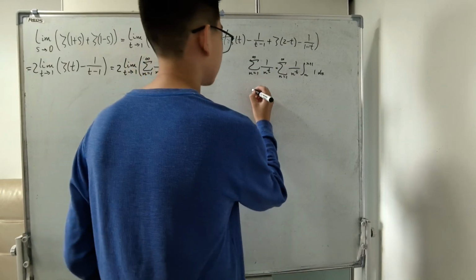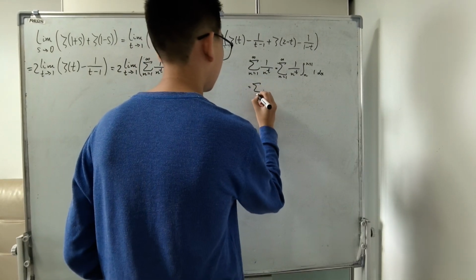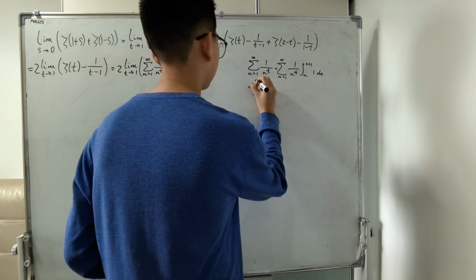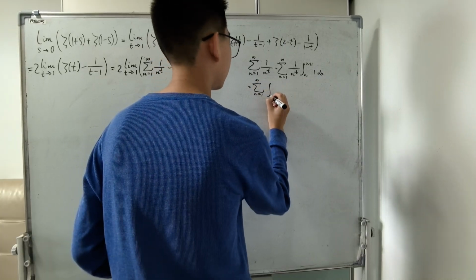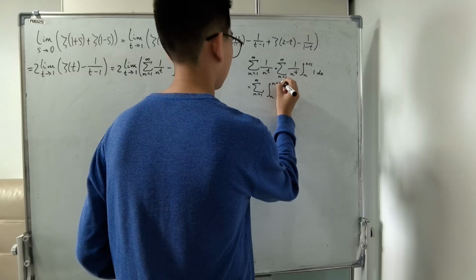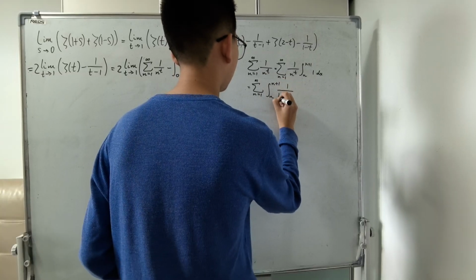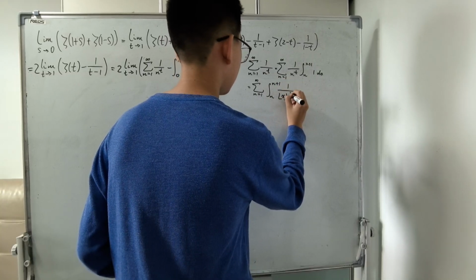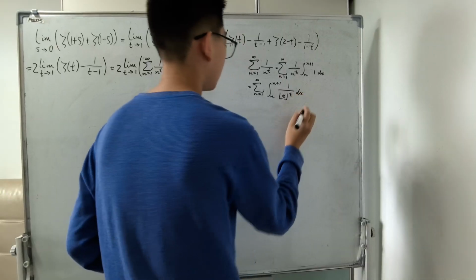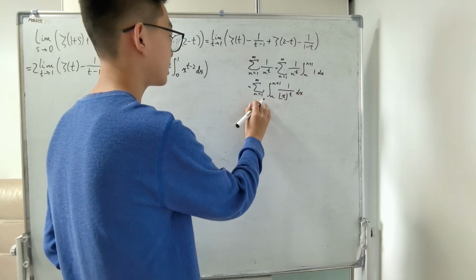We have the sum, n going from 1 up to infinity, of the integral from n to n plus 1 of 1 over the floor of x to the t power dx. And now we can just sum this.